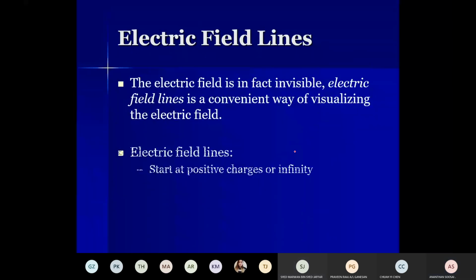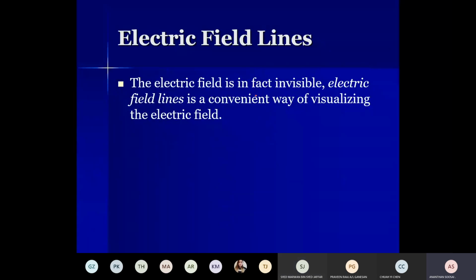Electric field lines. What are electric field lines? The electric field is in fact invisible. You can't see the field or the pattern, but the charged particle can feel the effect. The electric field lines are a convenient way of visualizing the electric field. So we want to produce field lines so that we can imagine how the electric field looks like.